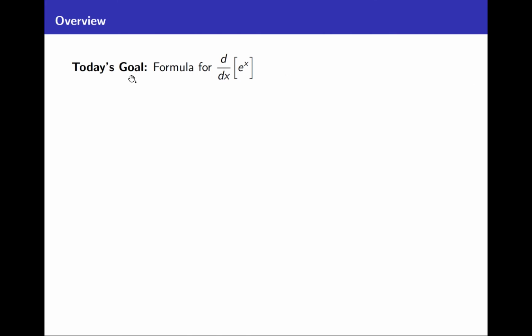Today's goal is simple. We'll derive a formula for the derivative of the natural exponential function e to the power of x. And when we get that formula, it will become our latest rule in a list of rules for finding derivatives.